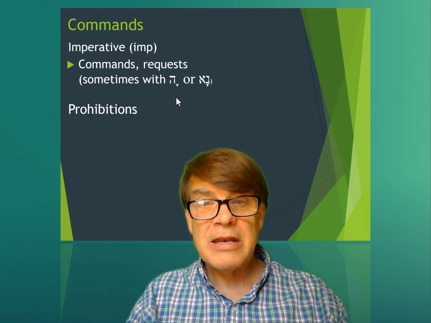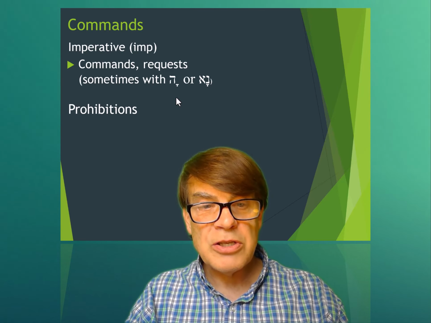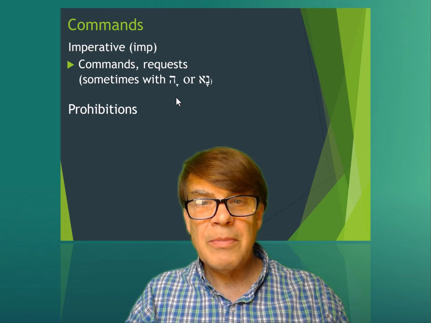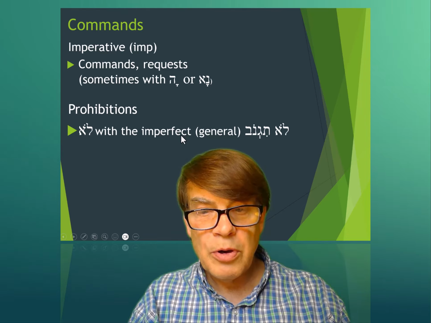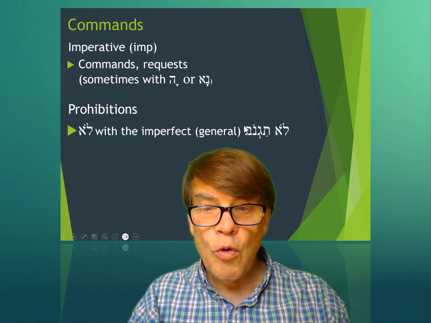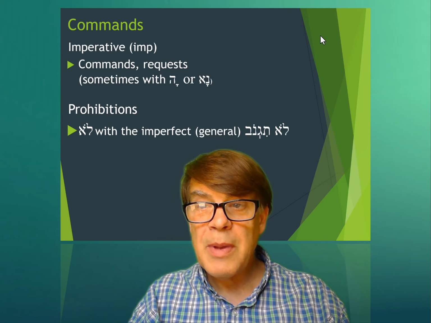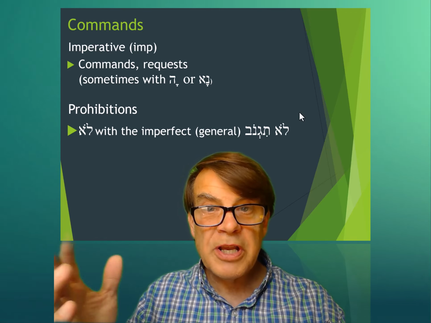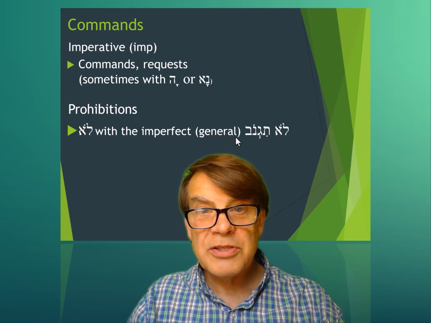A negative command is called a prohibition. There are a couple of ways that Hebrew could do that. Hebrew could use the word for not, lo, with the imperfect to make a command. So lo tignov is an example of a command from the Ten Commandments. This particular one is "thou shalt not steal." It's literally "you will not steal."